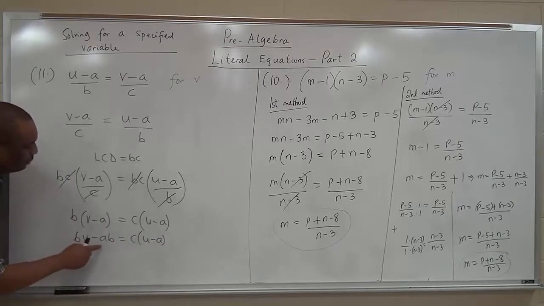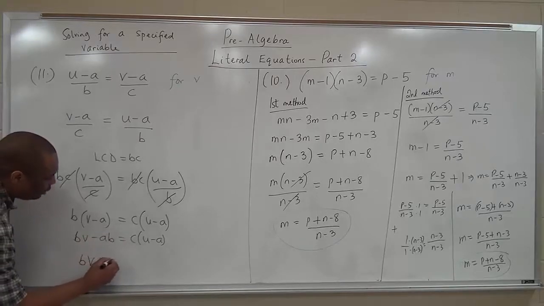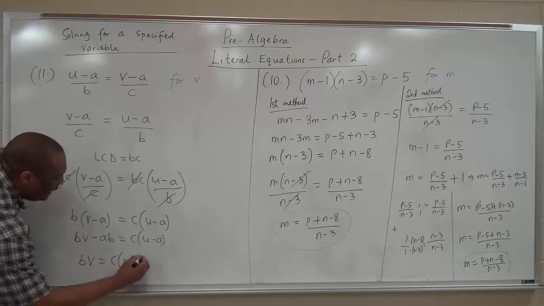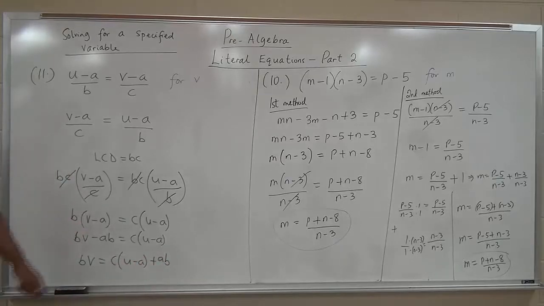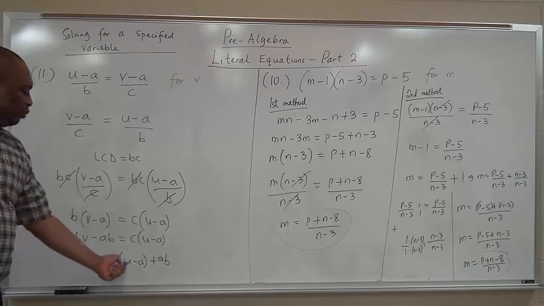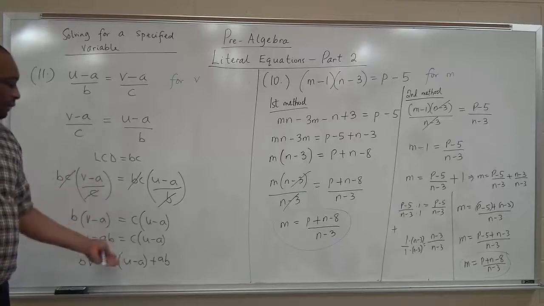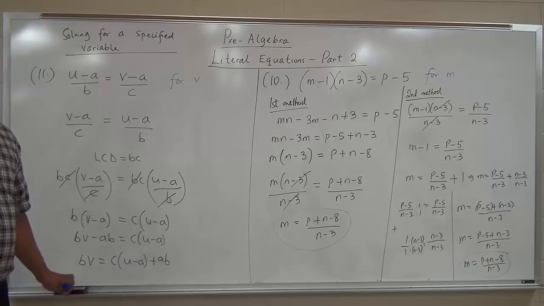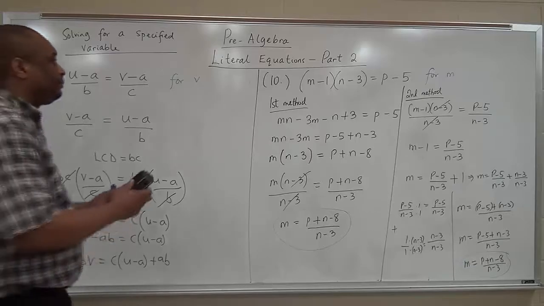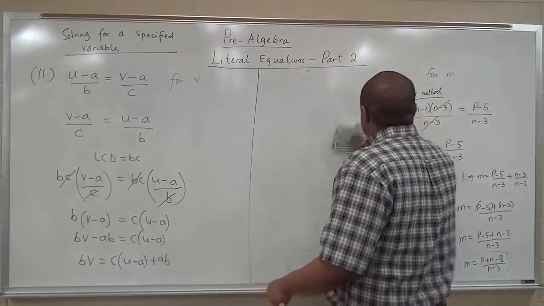So add AB to both sides. We see that BV is equal to C(U minus A) plus AB. Right? We really want to leave this in factored form. Unless you don't want to leave it in factored form, you can just go ahead and distribute it. It still doesn't matter. So let's finish the question.